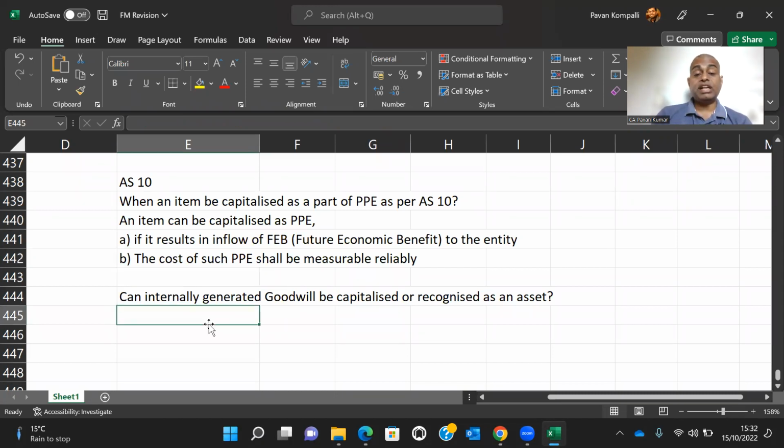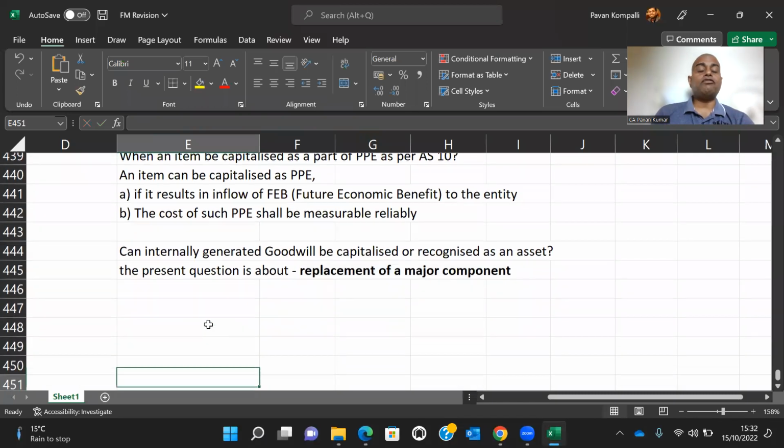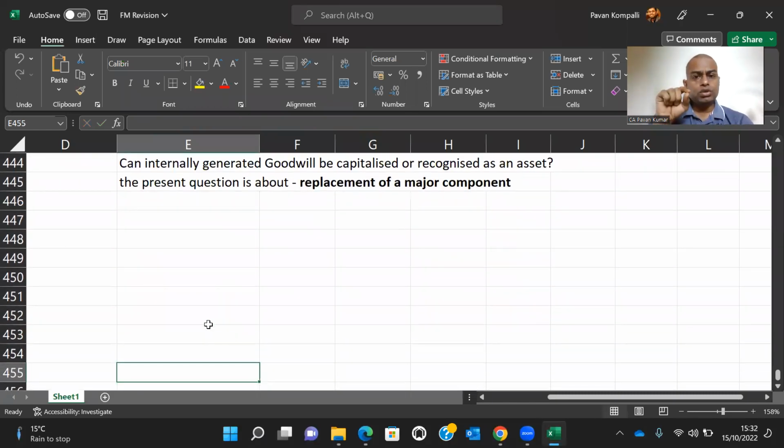Now the present question is about replacement of a major component. It is very important for you to write this. The present question is about replacement of a major component. That means you are telling the person evaluating your paper that you know the concept. So you have to tell this: the present question is about replacement of a major component.